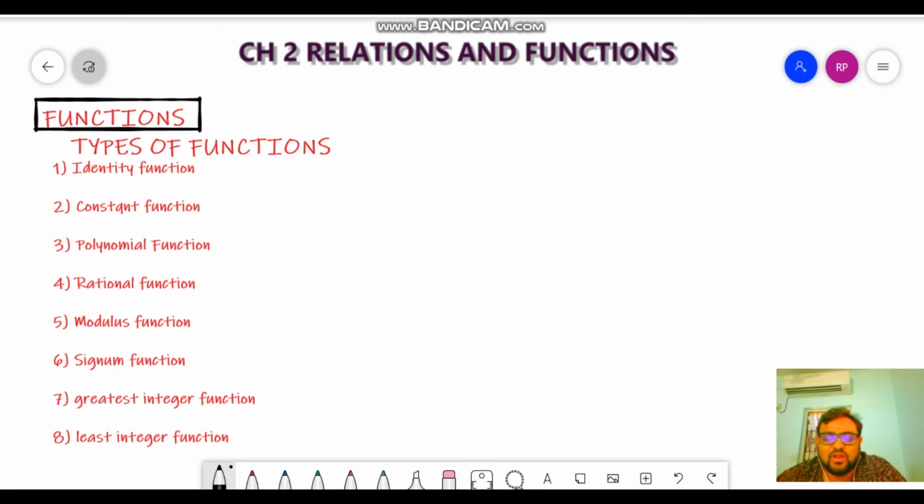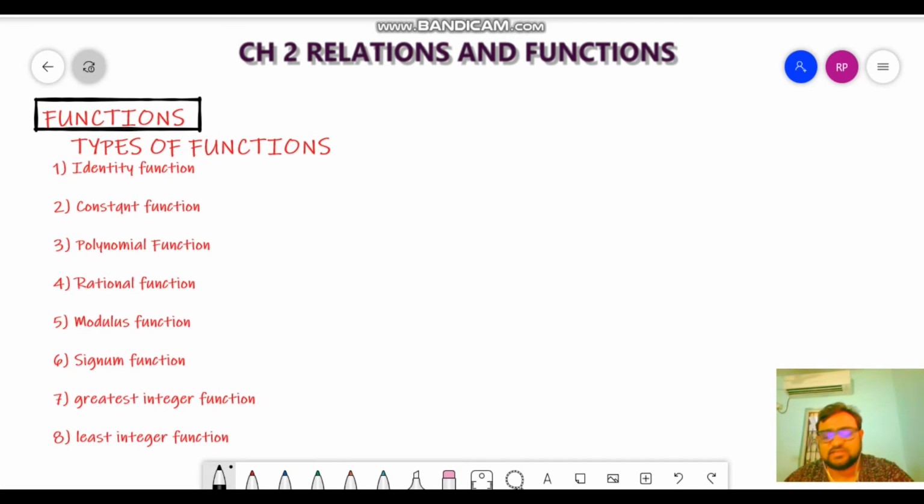Hello students, welcome back. Today we'll continue with chapter number 2, Relation and Function. Till now we had completed till exercise 2.2. Till that portion the questions and sums were related to relations. Now we are moving into functions. So first let's start with functions. The topics that we are going to cover today are the functions and the types of functions. Okay, so first let's see what a function is.